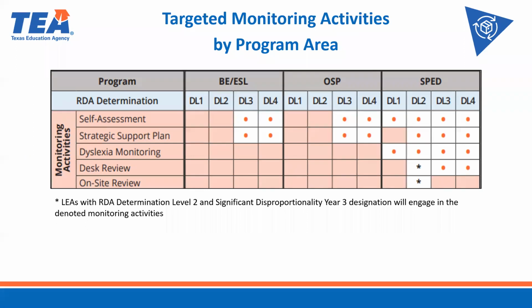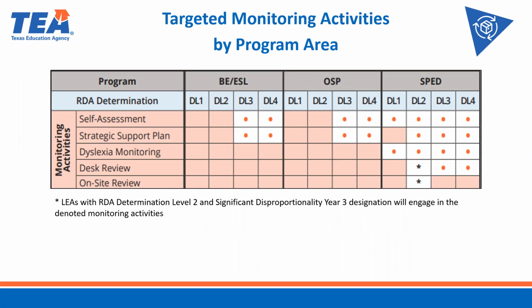The purpose of the targeted desk review is to ensure LEA compliance with federal and state special education requirements through a review of individual student records aligned to RDA indicators. Each LEA selected for participation in a targeted desk review will provide documentation for a select sample of students to the TEA Review and Support team through the Ascend Texas application. The review and support team will conduct a targeted desk review upon receiving the LEA documents.